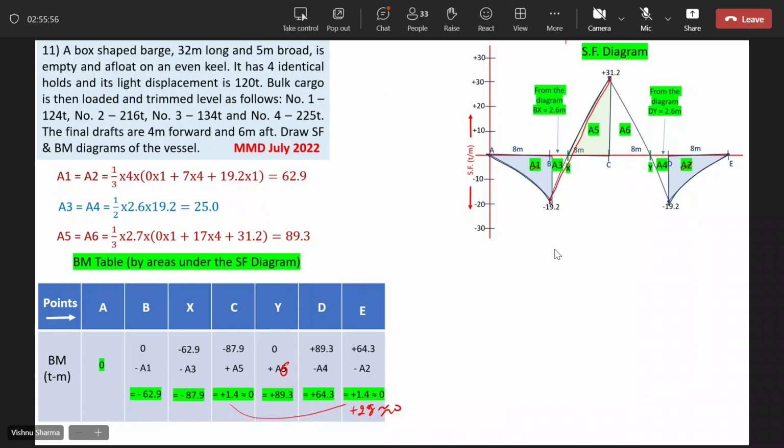Correct, Peter? Yes sir. Is that clear? Okay. And now, once these values are there, then we can definitely consider the SF BM diagram. 7 points.